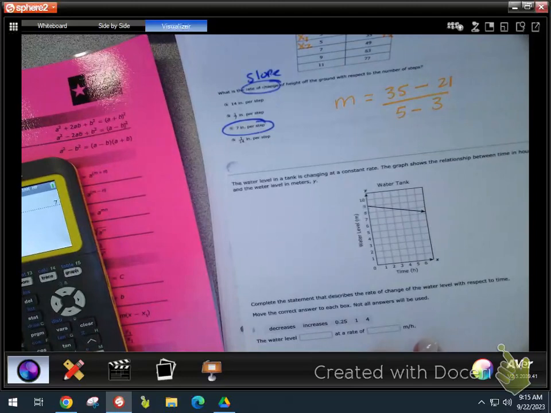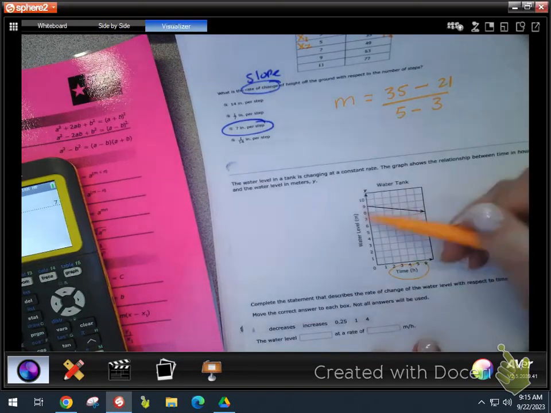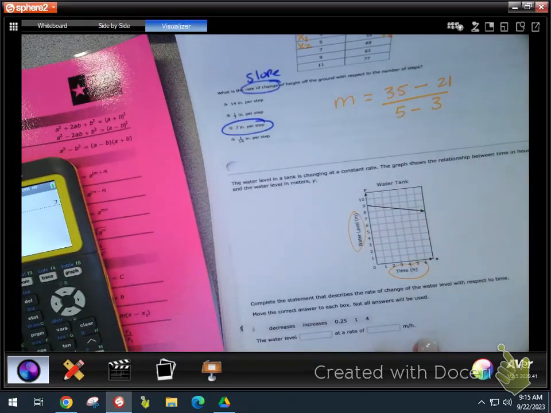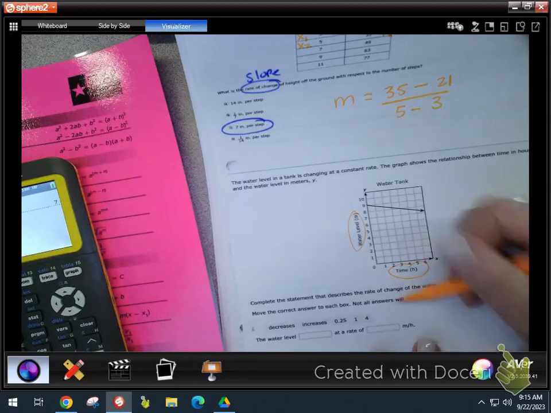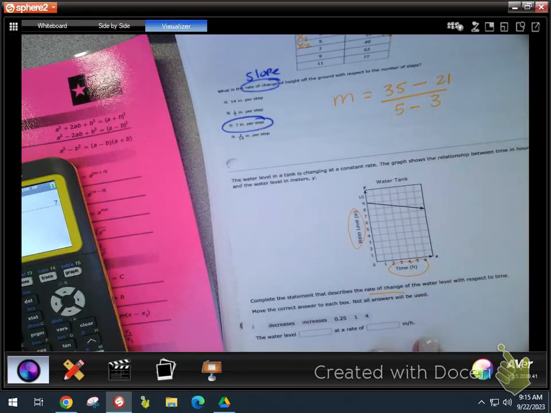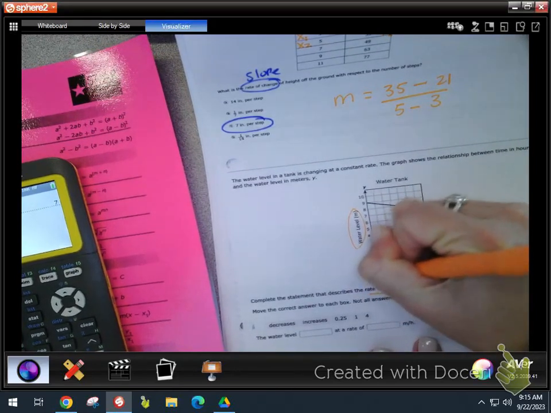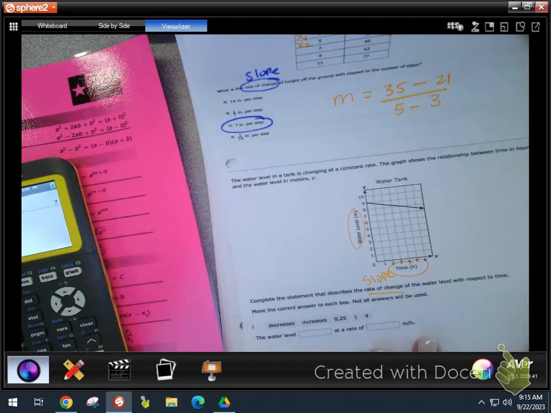Okay, next one. The water level of the tank is changing at a constant rate. The graph shows the relationship between the time in hours. So this is talking about time. And the water level in meters. This is talking about M. Okay, so with these stories, it's important to kind of know what Y stands for and what X stands for. Complete the statement that describes the rate of change. There it is again. Rate of change is slope. Okay, of the water level with respect to time.